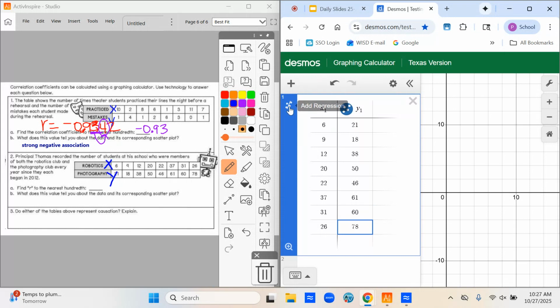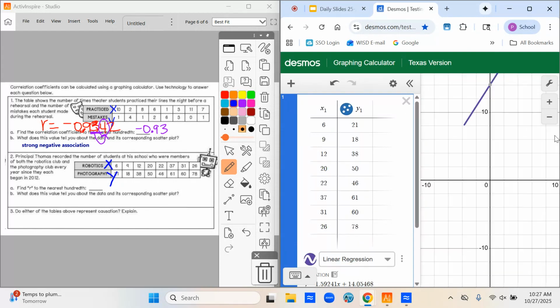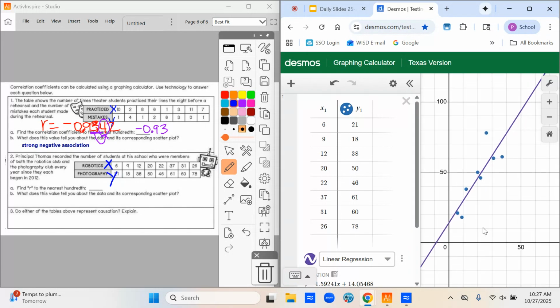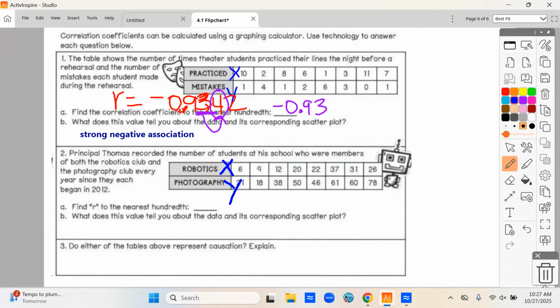Okay, I'm going to press my add regression, and I actually couldn't see my points before, even in default viewport, so I need to scroll out to see them. Now this time I see that it's a positive association. And it does look strong. When I go down to my R value again, that confirms that it's a strong positive because it's 0.8472. So that's what I'm going to write here, and then I'm going to round it.